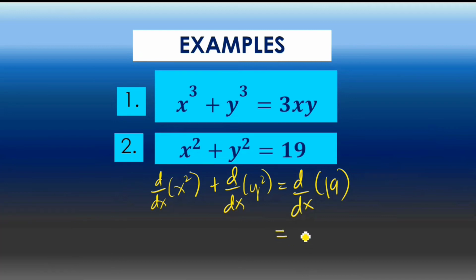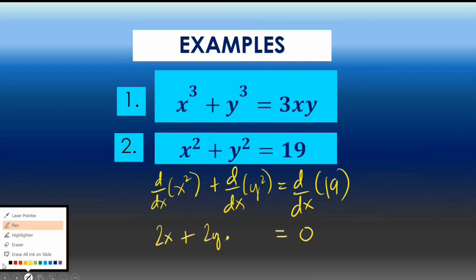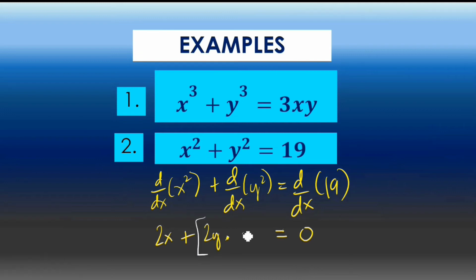So on the right side, we do have 0. Then we do have here 2x plus 2y times derivative of y. Like that. The equal signs should be aligned. Okay. Then continuing, so we do have 2x plus 2y dy over dx, that is y prime, equals to 0.